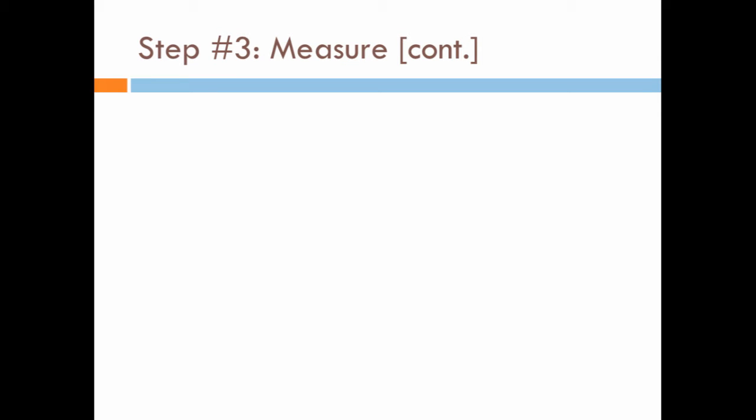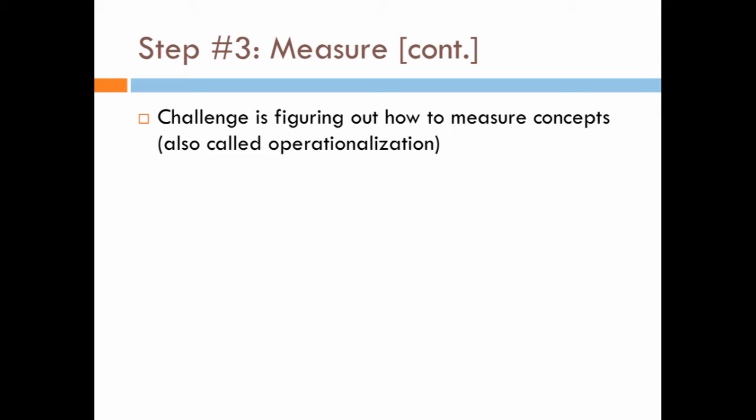Once we have our hypotheses and identify the variables of interest, the challenge is figuring out how to measure concepts, which is called operationalization. In our example, candidate vote choice is the dependent variable.